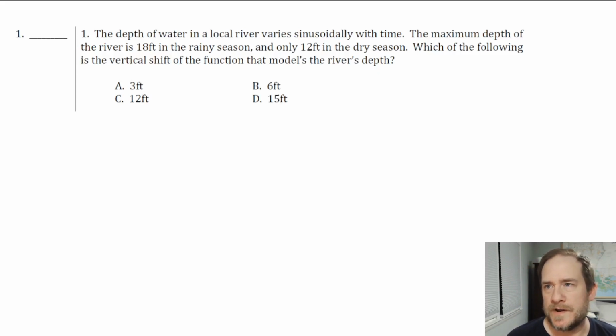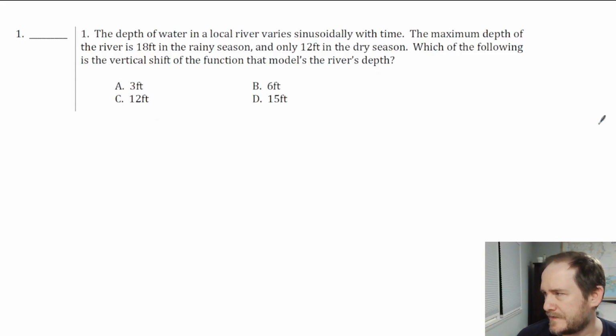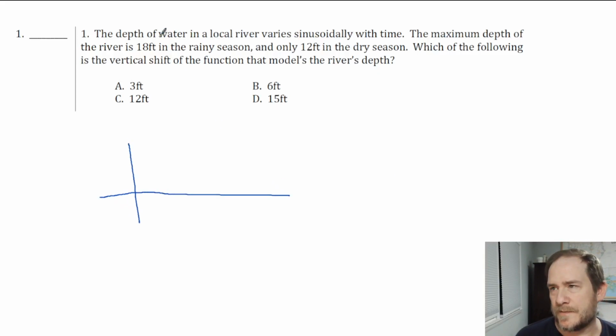So for number one, I think that there are some multiple choice questions kind of like this where you have to just think about function properties and stuff. So let's talk about this. I think this one's fairly simple. Again, this is like the vertical stuff that I keep saying over and over again tends to be the easy stuff. But if you read through, it says the depth of water at a local river varies sinusoidally with time.